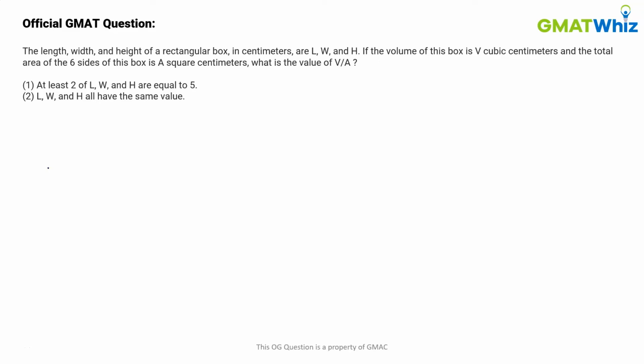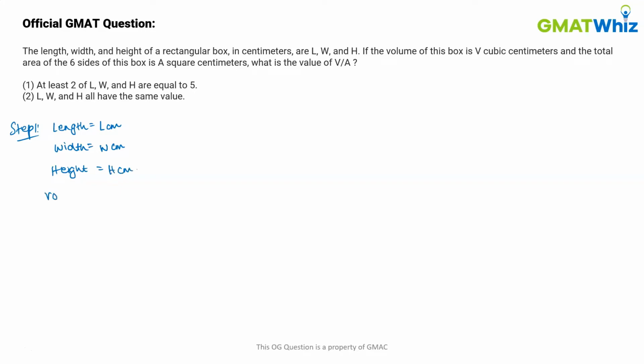In this question, we are given that the length, width and height of a rectangular box are L, W and H centimeters respectively. So let's write down all the information that we have from the question as we read it. So length is equal to L centimeter, the width is equal to W centimeters and the height is equal to H centimeters.